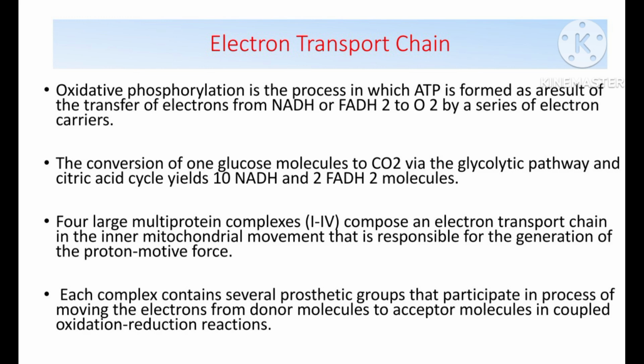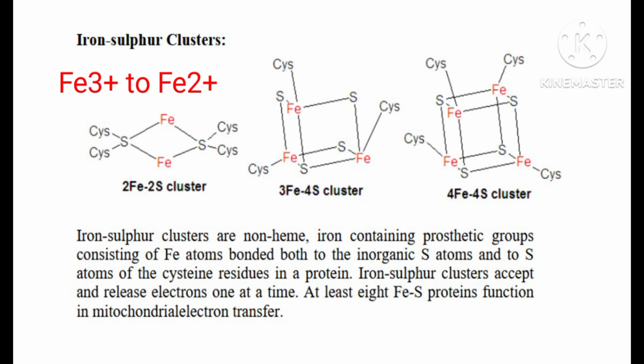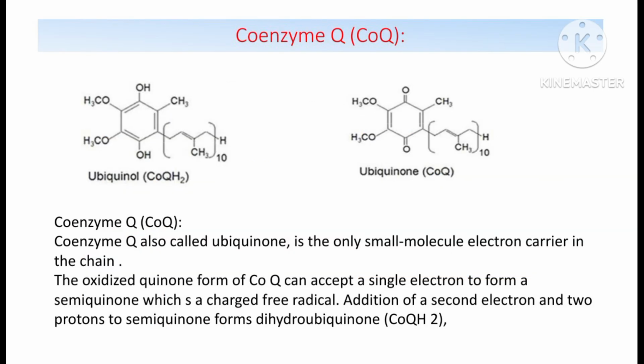There are various electron carriers like cytochrome. This is the structure of cytochrome. It consists of iron. Iron is present in the +3 oxidation state. When it accepts an electron, it is converted into Fe2+. The same is true in iron sulfur protein, where iron is also present in the +3 oxidation state, and after accepting an electron it gets converted into the +2 state.